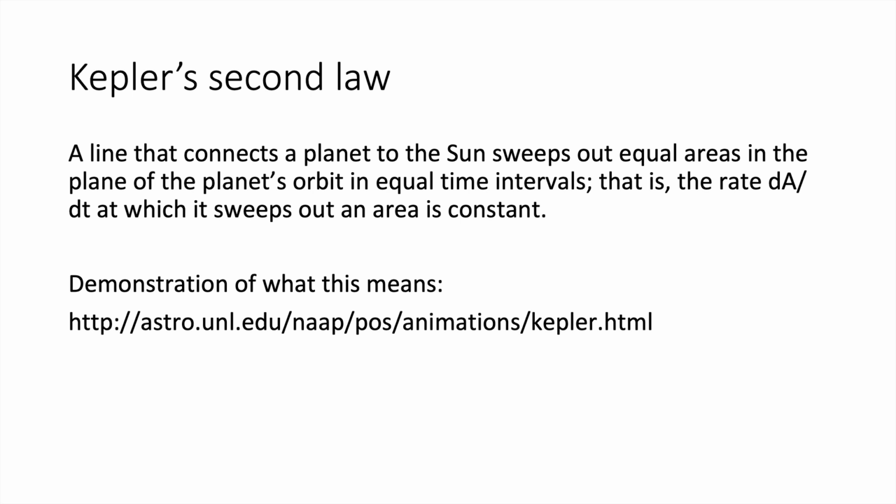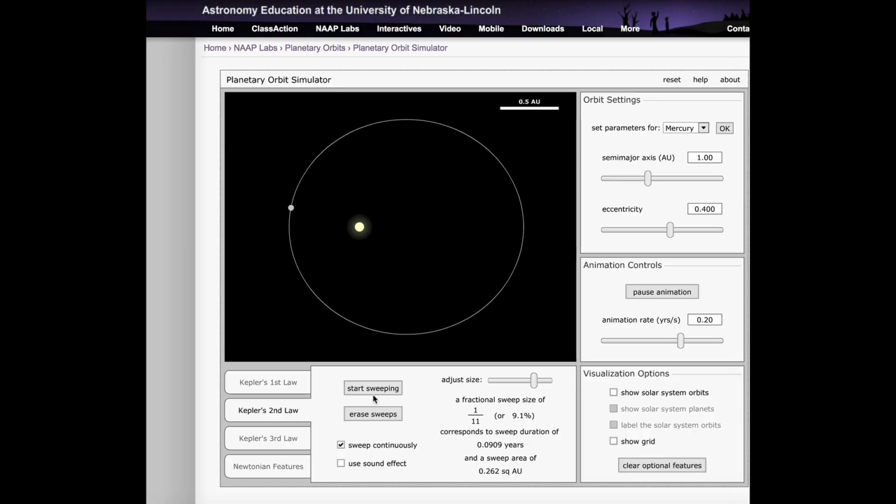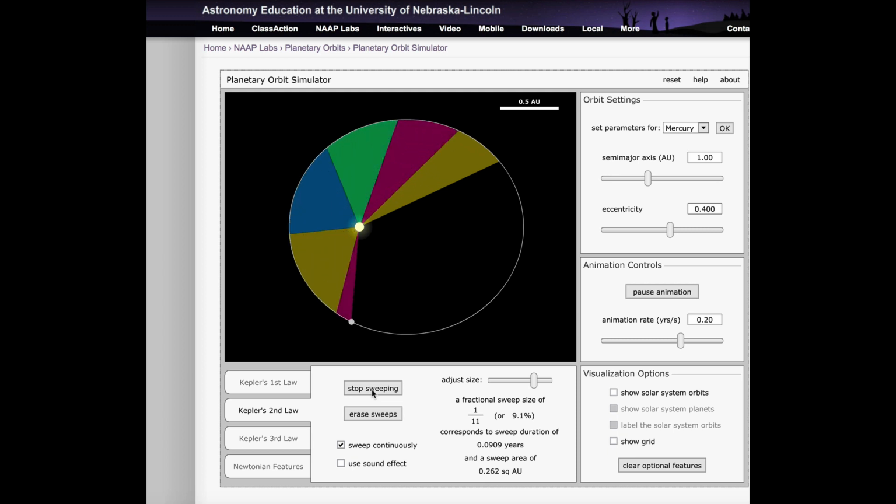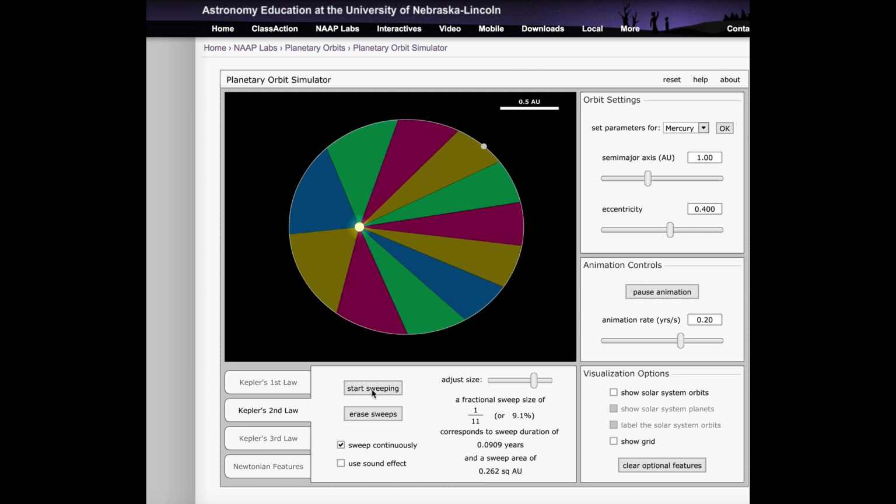Okay, so let's see what this actually means by having a look at a simulation, and then we'll go ahead and actually prove it. So this is a nice simulation showing Kepler's second law. So we'll start sweeping, and it's showing the areas which are traced out in equal times. So you can see here we have a wide but shorter triangle, and over here there's a much longer but less wide triangle. So you can see how the satellite is moving slower when it's further from the sun, and then when it gets round to being closer to the sun, it goes very quickly.